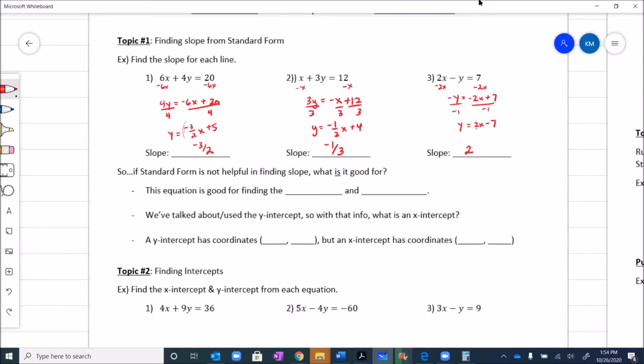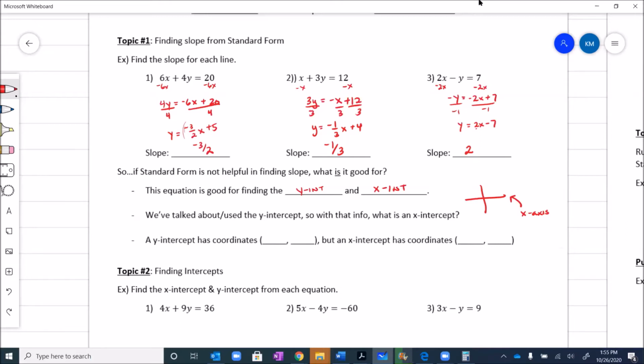Okay, so if standard form is not helpful in finding the slope, what is it good for? This equation is good for finding the y-intercept and x-intercept. Okay, we've talked about and used the y-intercept. So with that information, what is the x-intercept? Well, if our y-intercept happens on our y-axis, our x-intercept happens on our x-axis. This tells us where the graph crosses the x-axis.